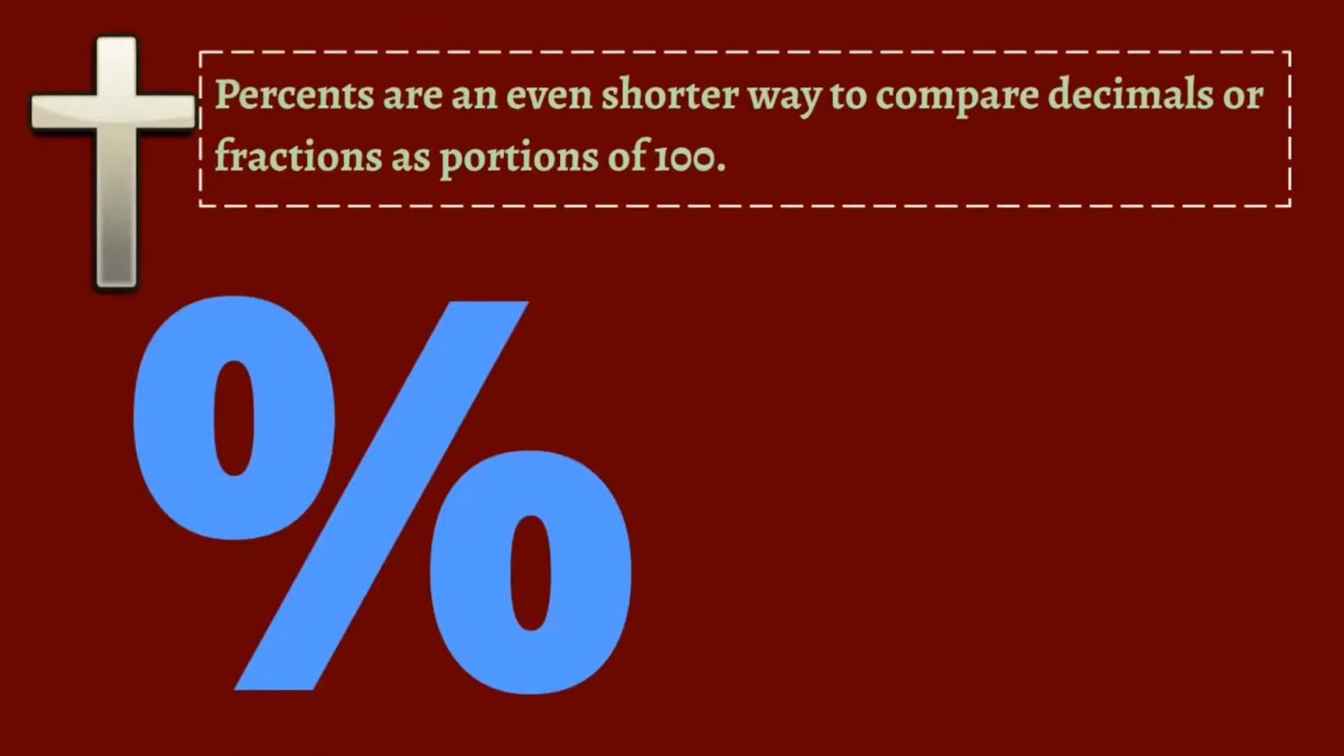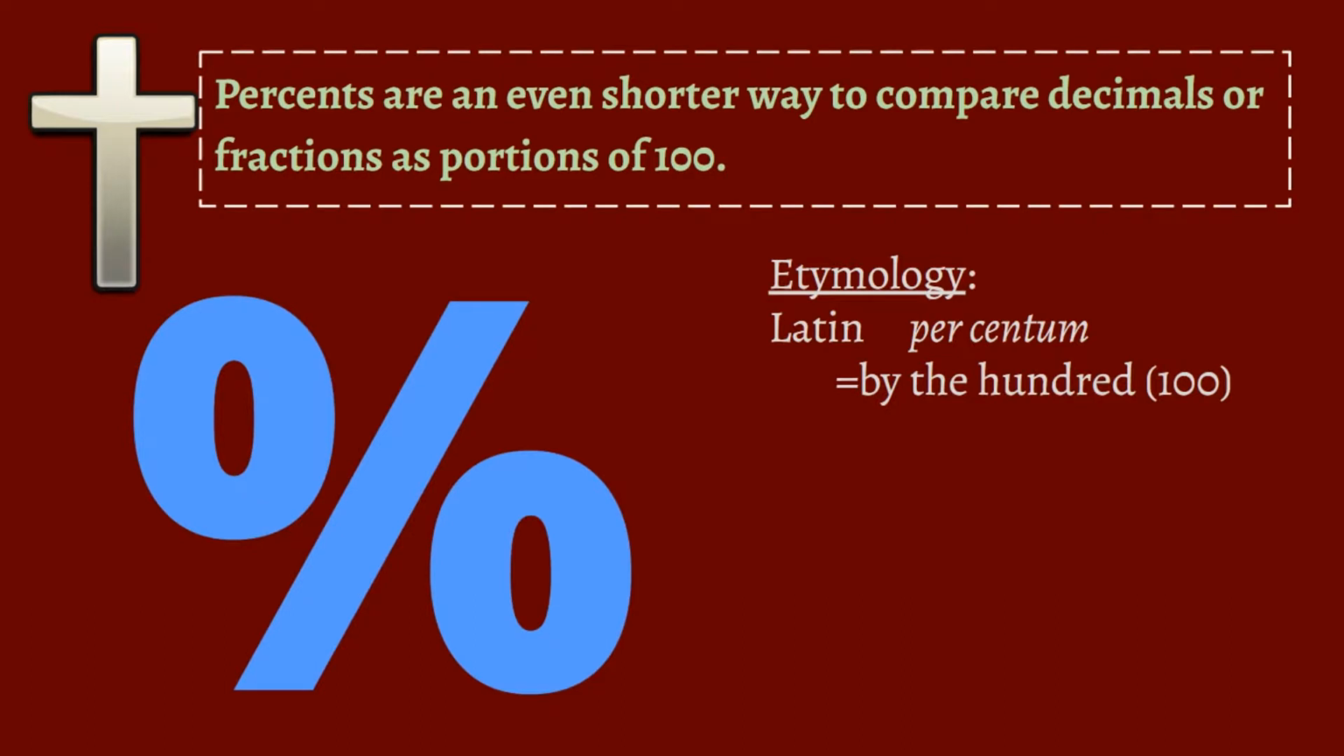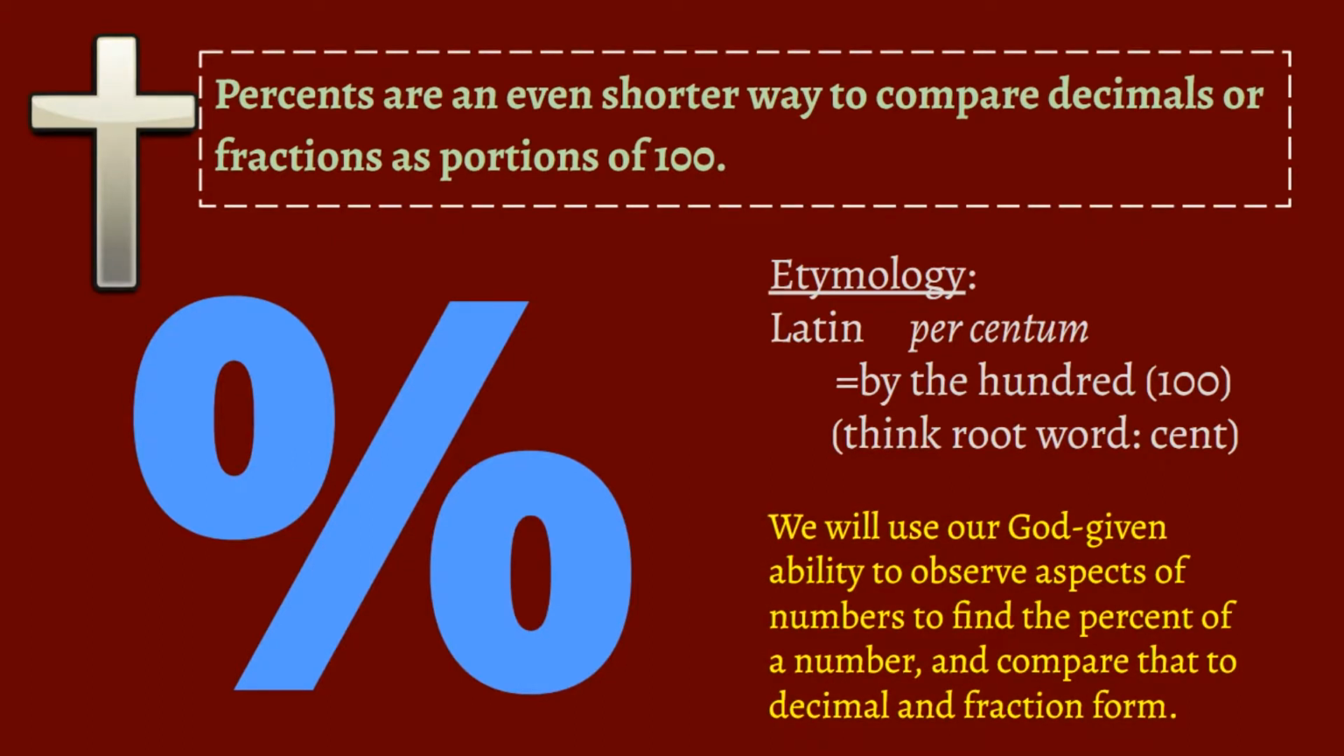So percents are just another way to compare decimals or fractions as portions. Specifically, percents will be portions of 100. So you can use either fractions, decimals, or percents, and possibly ratios to compare different numbers. It really depends on the situation which one you would use. So percent comes from Latin per centum, meaning by the 100. Therefore, we get out of 100 for our percent. Think of the root word cent, like we talked about. And we're going to use our God-given ability to observe aspects of numbers to find the percent of a number and compare that to decimal and fraction form.